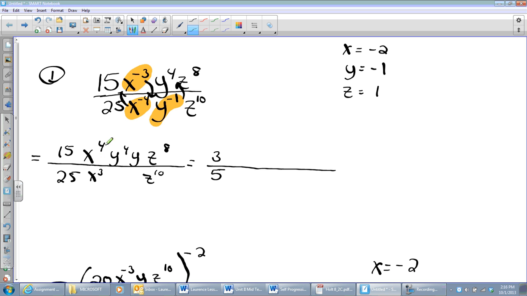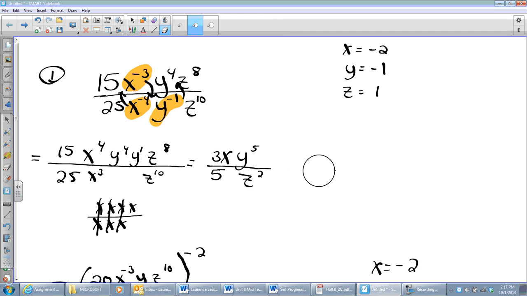Okay, my x is x to the fourth over x cubed. Well, doesn't that mean those will cancel, right? That'll give me an x in my numerator. My y's, I'm going to have a y to the fifth in my numerator. And I'm going to have z to the eighth over z to the 10th. Wouldn't that leave a z squared in my denominator? All my exponents are positive. I only have one variable of each type in the fraction: x in the numerator, a y to the fifth in the numerator, and then a z squared. For example, I don't have x's in both the numerator and denominator.